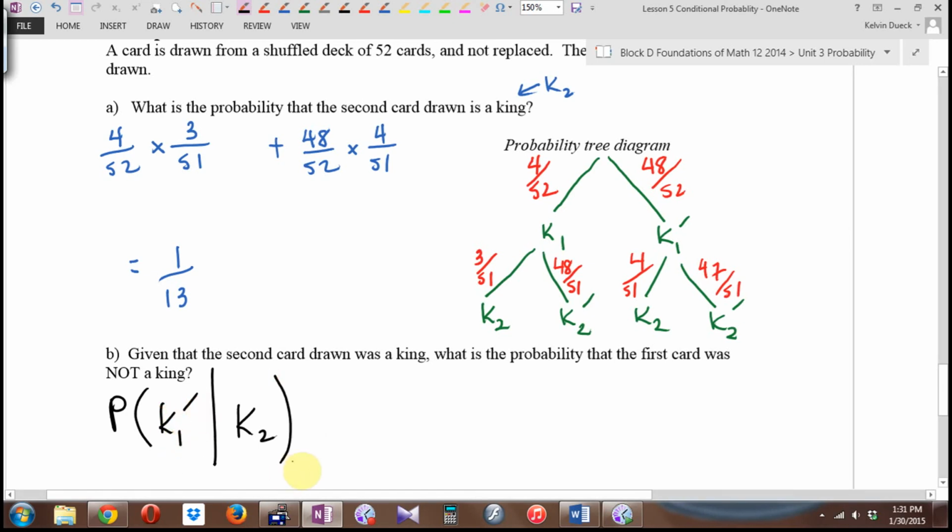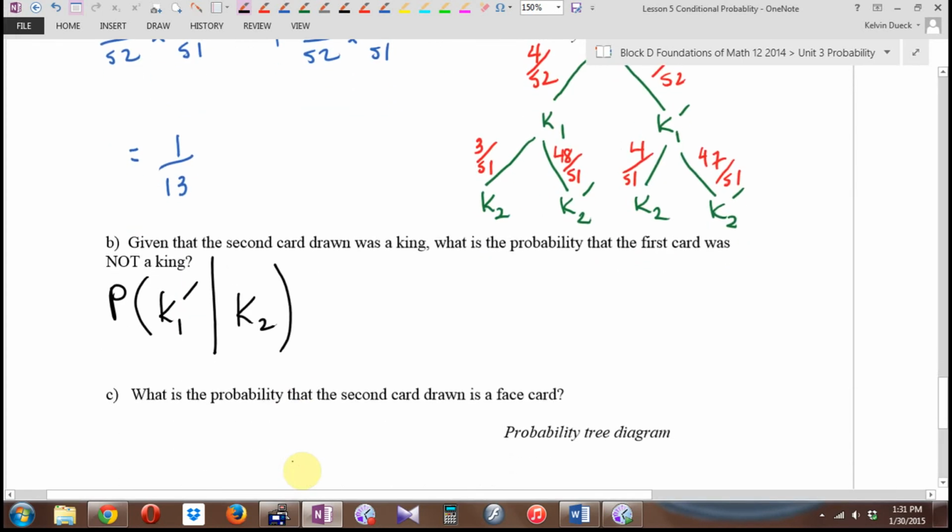If I can get that, Brianna, do you see where it came from? Got to go step by step. Then here is the answer. It's going to be both over the given one. Now, what's both, not K1 and K2?